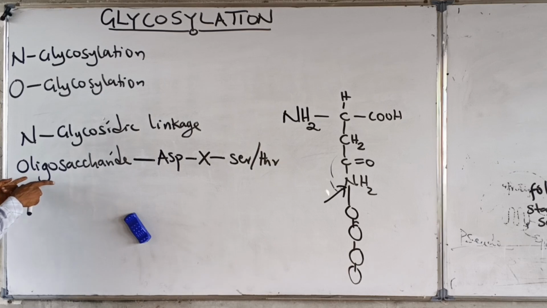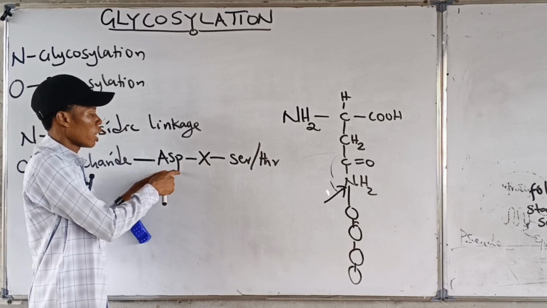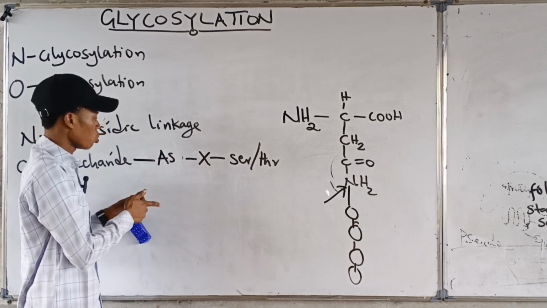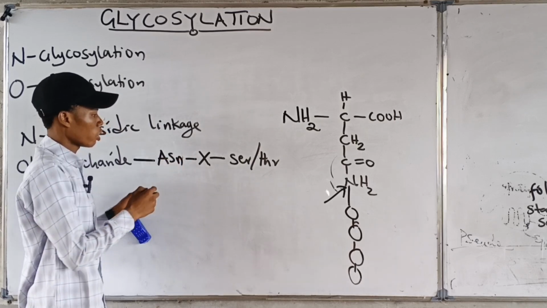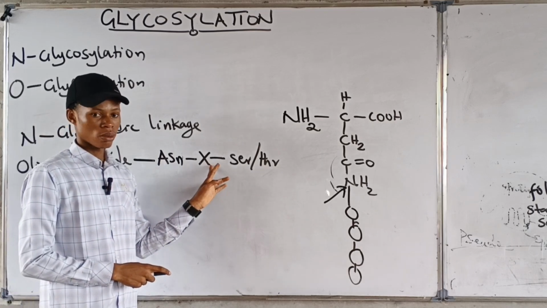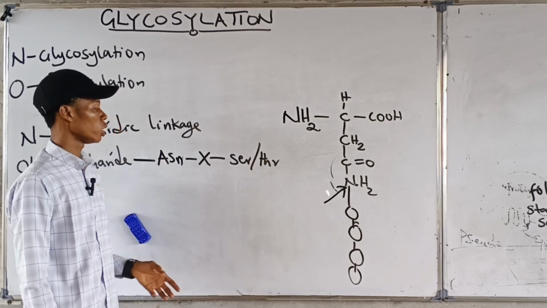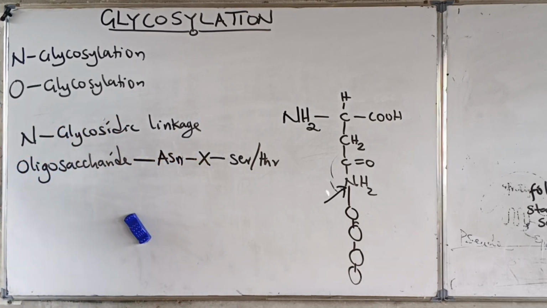So in N-glycosylation, the oligosaccharide is linked to the amide nitrogen of asparagine. Sorry, asparagine is supposed to be ASN. Asparagine. Then from asparagine, we have an amino acid, any amino acid except proline. Then we have serine or threonine. Alright, so that is N-glycosylation.